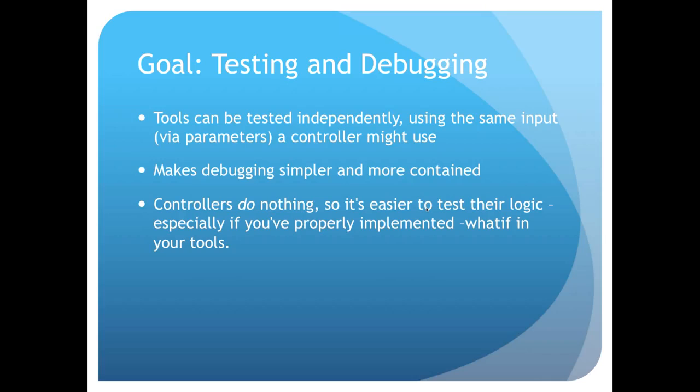Now, in terms of does that approach, tools and controllers, does that help achieve our goals? Well, for testing and debugging, absolutely. Because tools can be tested independently right from the command line, and you're going to be using the same input mechanism, parameters, that a controller might use. So you can test them in the exact same way they're going to be used. Because the tool only does one thing, it makes debugging simpler and more contained because there are fewer moving parts to worry about. Controllers, on the other hand, don't do anything.